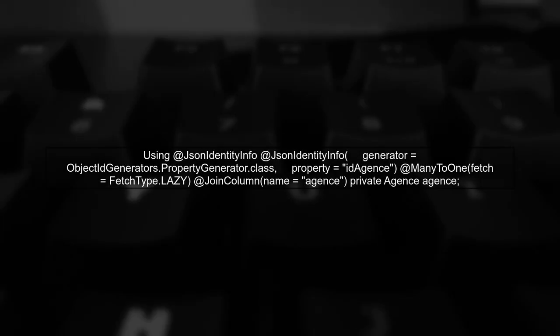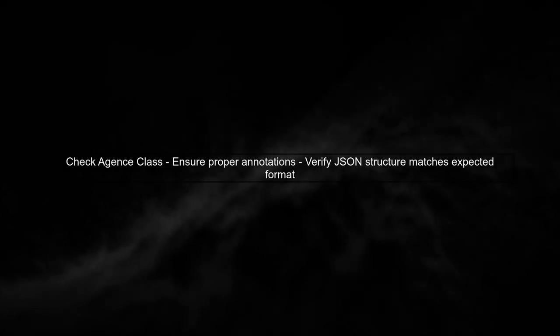To resolve this, we use the @JsonIdentityInfo annotation. This allows Jackson to handle object references correctly by using the ID instead of the entire object. However, if you still encounter unresolved forward references, ensure that your agent's class is also properly annotated and that the JSON structure matches the expected format.